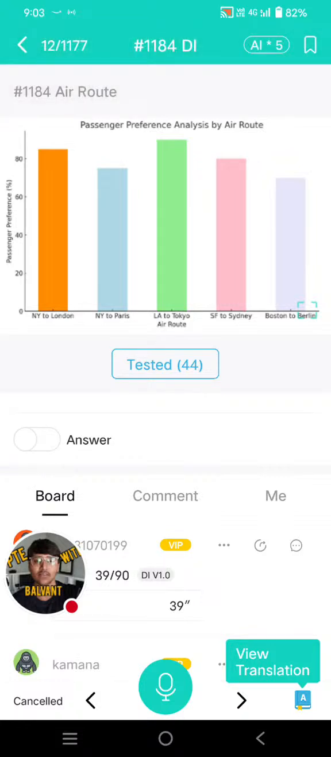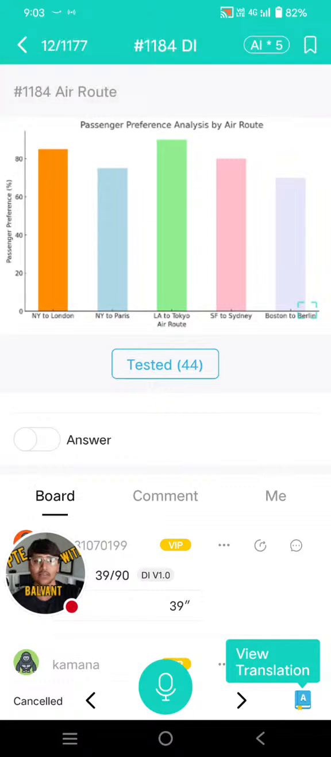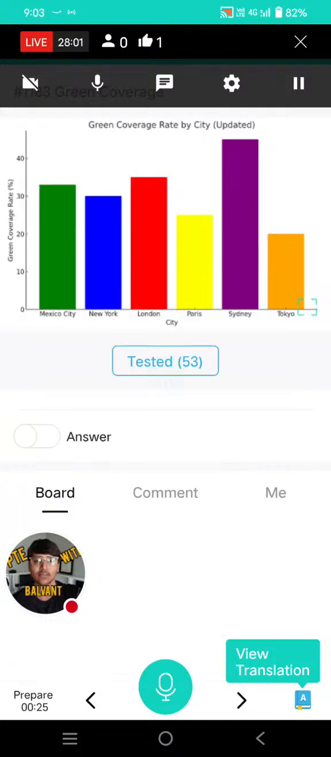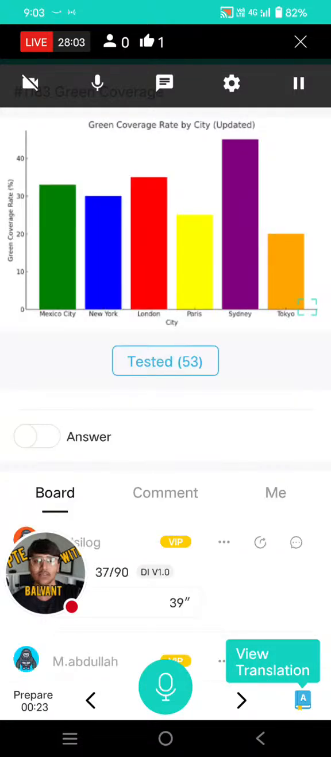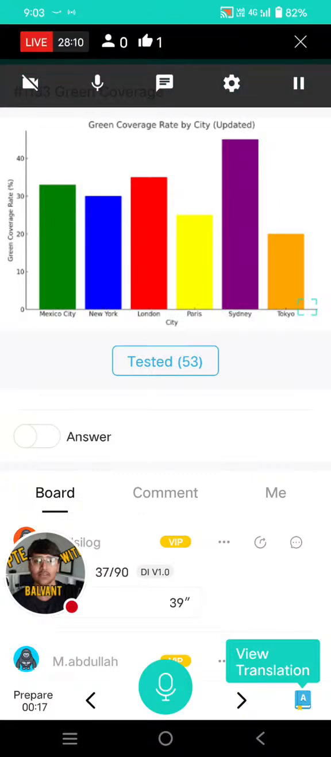Okay. The air route and the passenger preferences are also shown according to the x-axis and y-axis, right? You just have to pick that. So passenger preference analysis by air route will be the main topic of our image, right? You just have to speak that. Okay. The maximum value which we can consider is 40, right? The minimum value we just already know, that is 0.